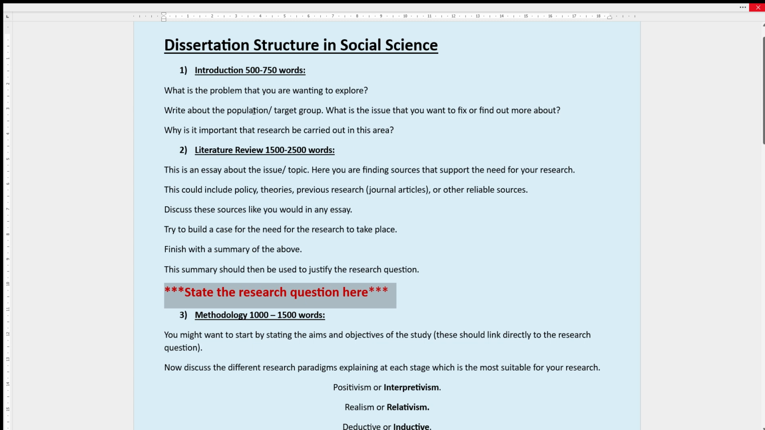Find some statistics from the World Health Organization, from local statistics, from local sources. How prevalent is it? How many people are suffering with this issue? What is the issue that you want to fix or find out more about? And then why is it important that the research be carried out in this area?